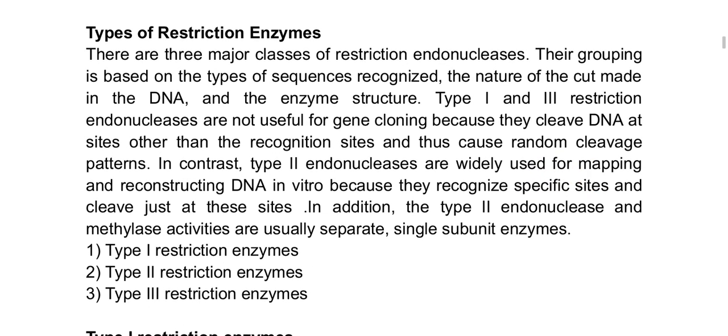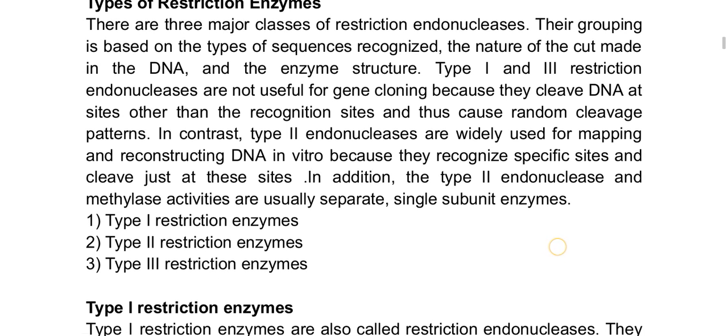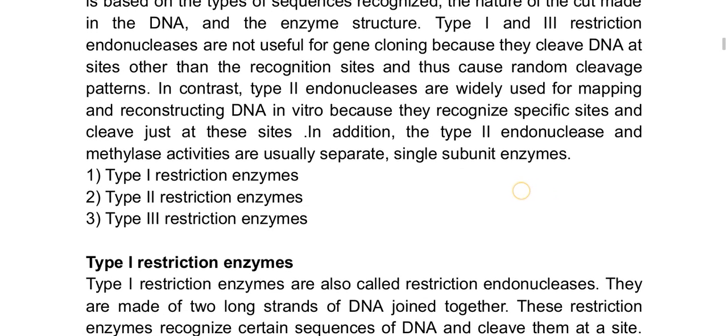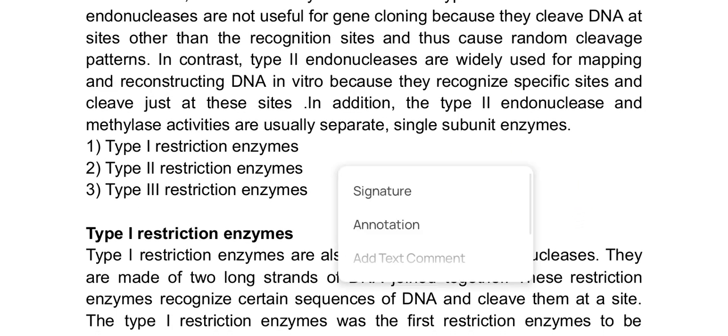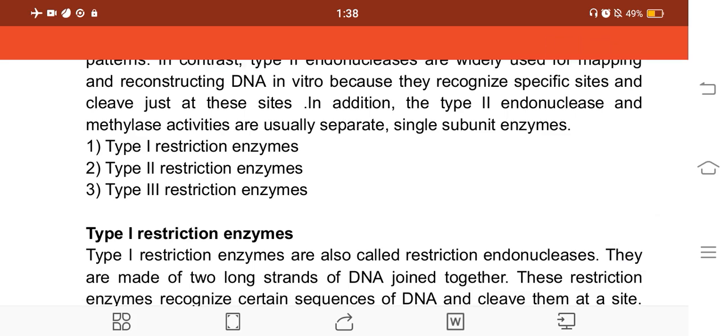Types of restriction enzymes. There are 3 major classes of restriction endonucleases. Their grouping is based on the type of sequences recognized, the nature of the cut made in the DNA, and the enzyme structure. Type 2 and 3 restriction endonucleases are not used for gene cloning because they cleave DNA at sites other than the restriction sites and thus cause random cleavage patterns.